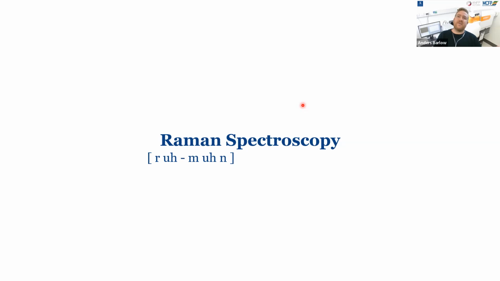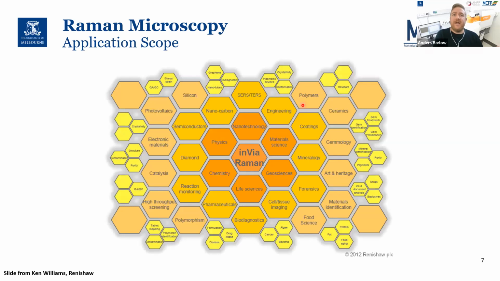If we take this slide directly from Renishaw, we can see the very broad application space that particularly the inVia Raman microscope that we have in MCFP gives you, but also Raman spectroscopy in general. And it covers a majority of what we do in chemical engineering, of course, but then also into the physical and the chemical sciences, and indeed the life sciences as well. So very, very broadly applicable technique.